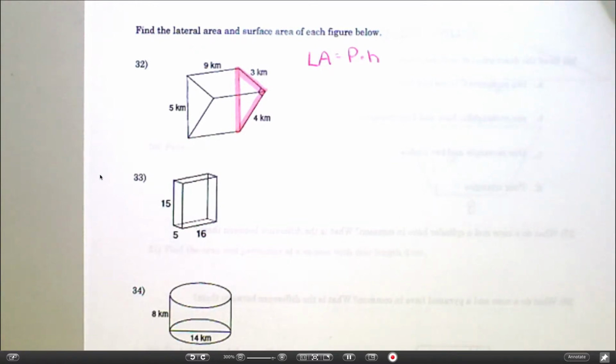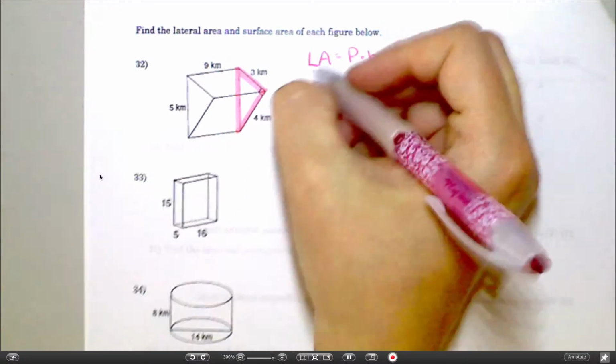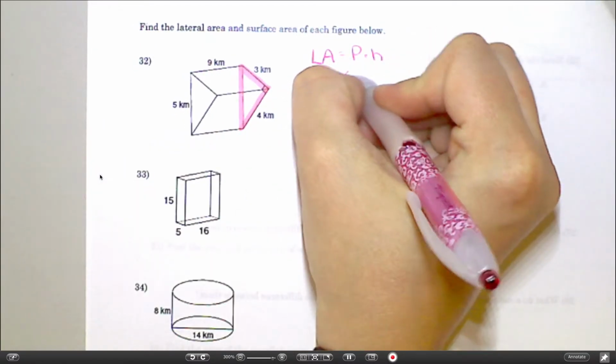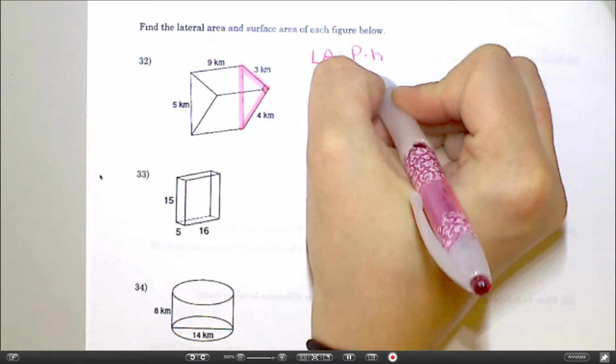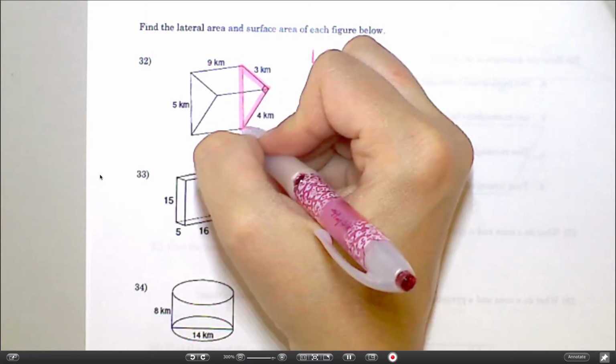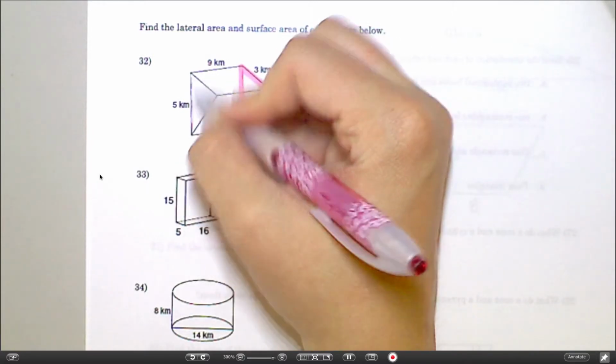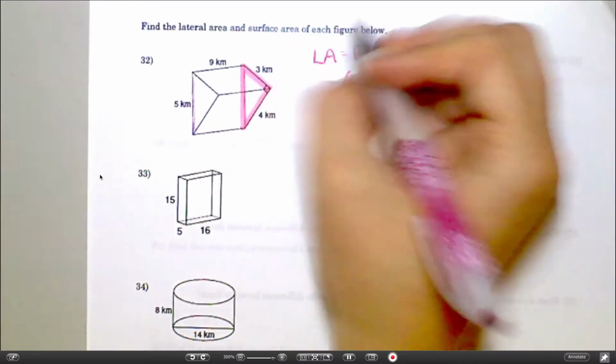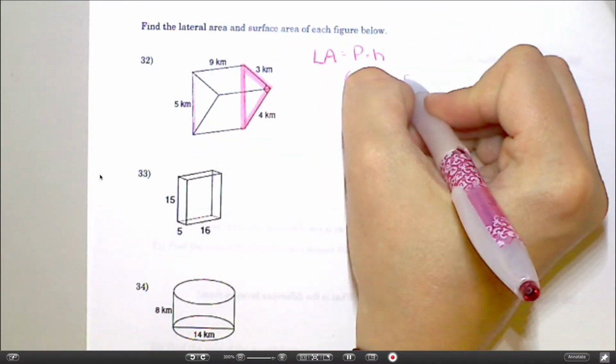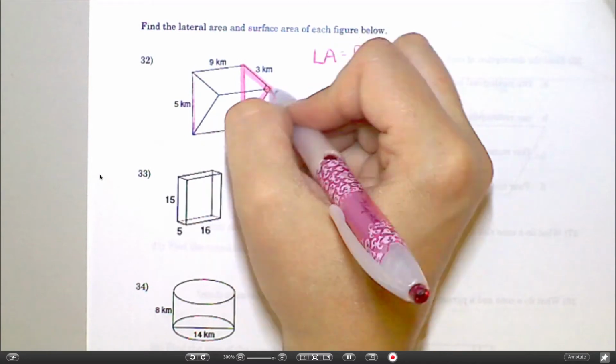So what numbers would I add together to get the perimeter of that base? Polina, what do you think? Just 3 and 4? Triangle has 3 sides, right? So 3 and 4 are here. What's the length of this side? 5, because it matches over here, right? So 3 plus 4 plus 5, that's my distance around that triangle.